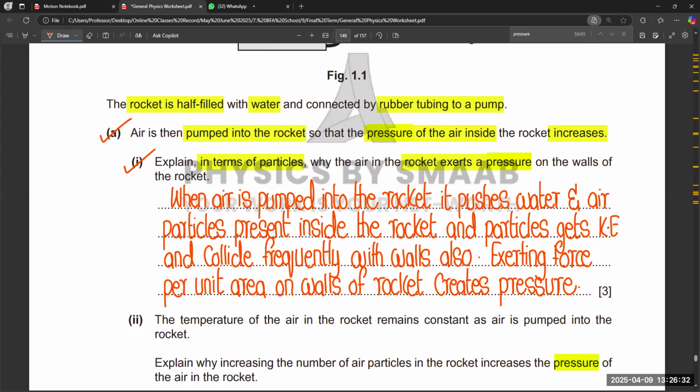So in this way, we can write the answer for 3 marks in short form, right? We discussed kinetic energy, more frequent collisions, force acting per unit area. So we have 3 important points in this answer, and you will get easy 3 marks because we mentioned 3 basic points related to this question. Any confusion in this question? No, sir. Okay.